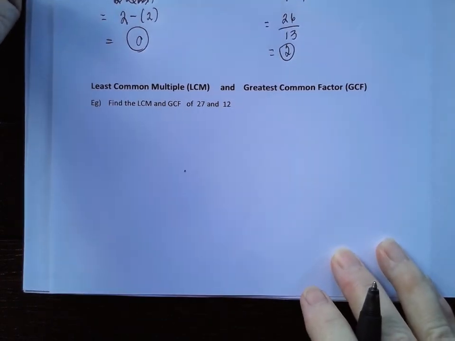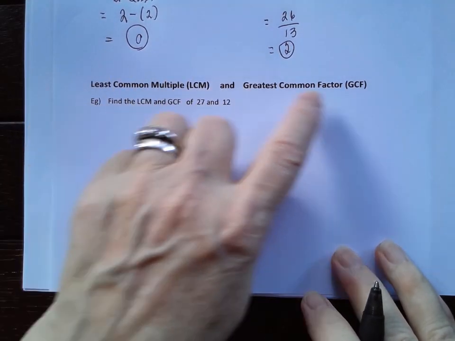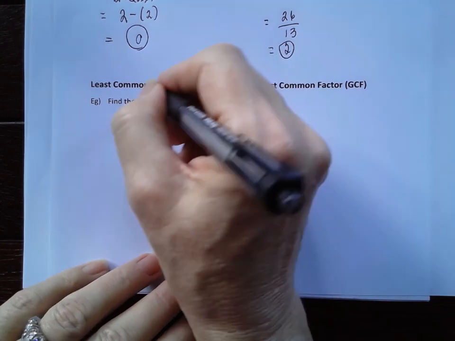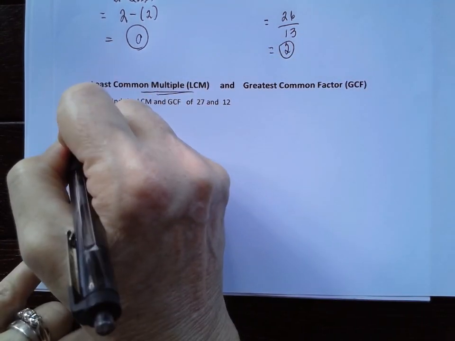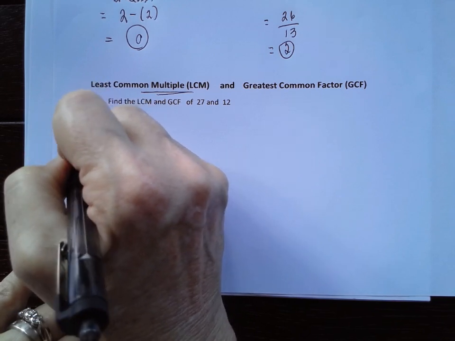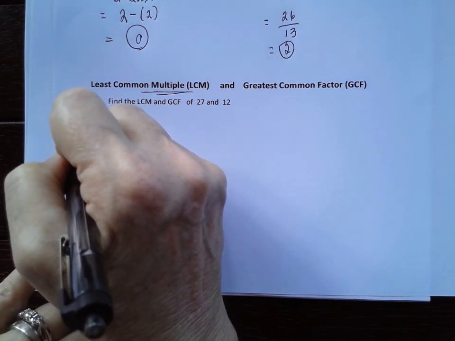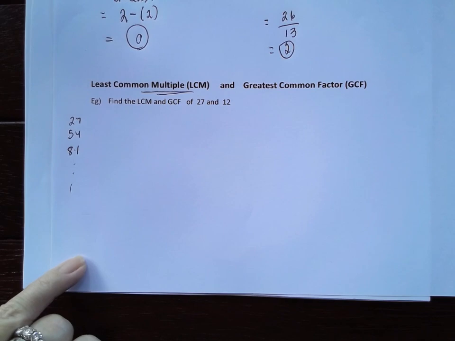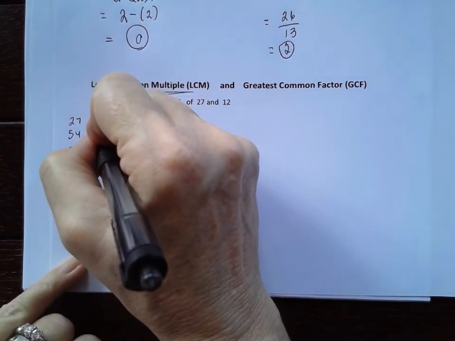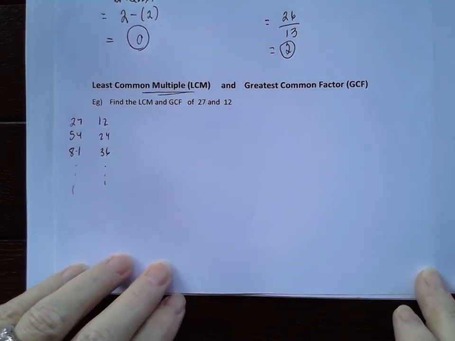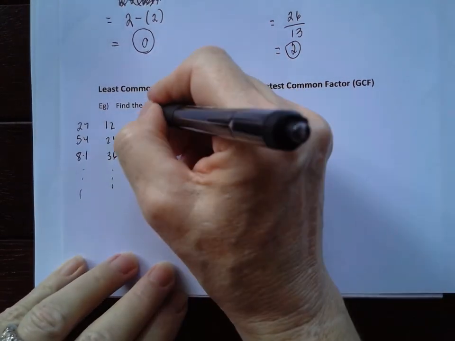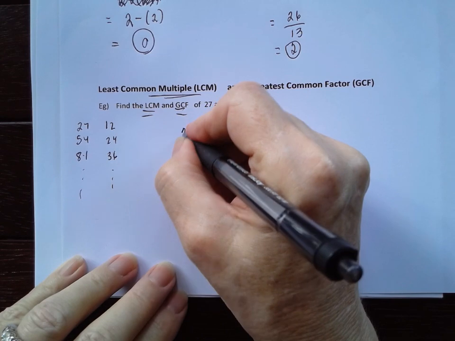Okay, let's quickly talk about least common multiple and greatest common factor. Least common multiple was one of those things where we used to make a list. So we'd go 27 plus 27 is 54, and then add 27 again, gives me 81, and so on. And then maybe we'd make the list of 12: 12, 24, 36, and so on. But there's a lot easier way to do that, both for the LCM and GCF, and that's by doing a common factor tree.